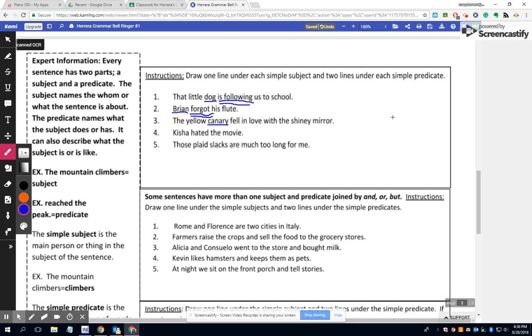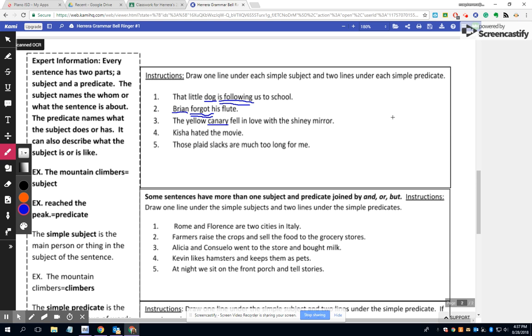Now, what is the canary doing? Can the canary mirror? No. Mirror is the object of the sentence. Can the canary shiny? No, you can shine a mirror, but you can't shiny it. With and the, those are not verbs. Where's the verb? Okay, now the tricky part here is that love can be a verb, and that has stumped quite a few people. Love can be a verb, but does it say the yellow canary loved the shiny mirror?